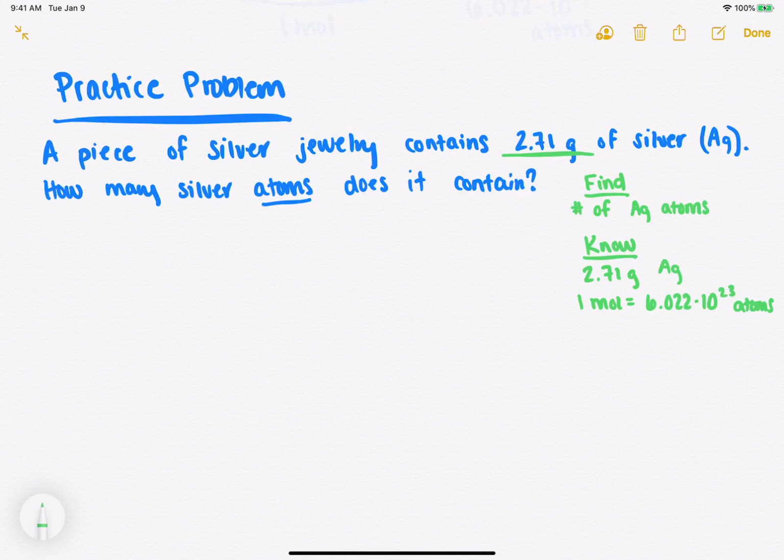So what other information are we going to need in order to solve this problem? Because we have grams, we need to get to atoms, so somewhere in there we need to convert to moles, which means that we also need the molar mass of silver. I'm going to abbreviate that as MM. So the molar mass, I'm just going to tell it to you. You would look it up on the periodic table, but it is 107.87 grams of silver in 1 mole, so that is grams per mole.